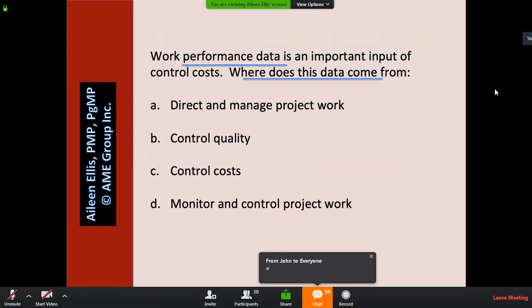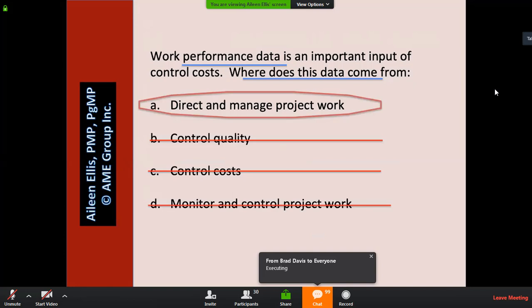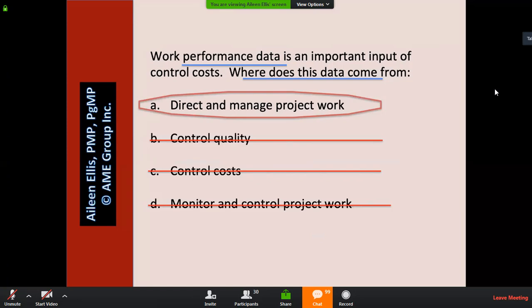So we're asking, where does work performance data come from? Or a different way to ask it, work performance data is an output of what process? So work performance data is an output of direct and managed project work. That's the only place where we have work performance data as an output. Control processes usually have work performance data as an input.